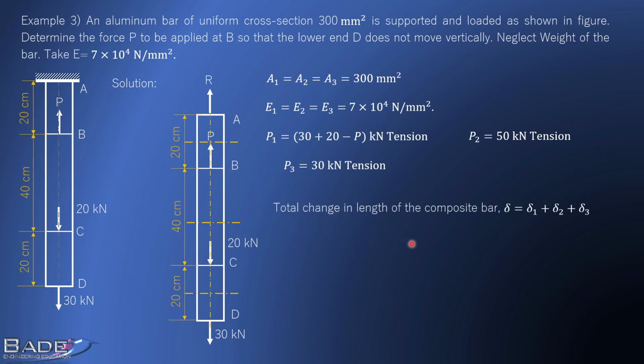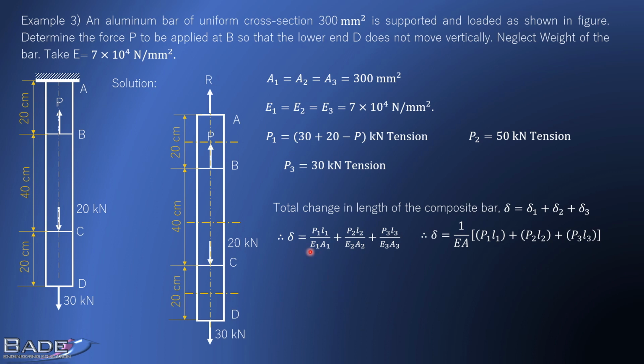Now, total change in length delta is equal to delta 1 plus delta 2 plus delta 3. But delta is 0. This is what I have explained you earlier. D does not move at all. So that means there is no compression of the bar, there is no elongation of the bar. So total change in length delta is 0. So put delta as 0.